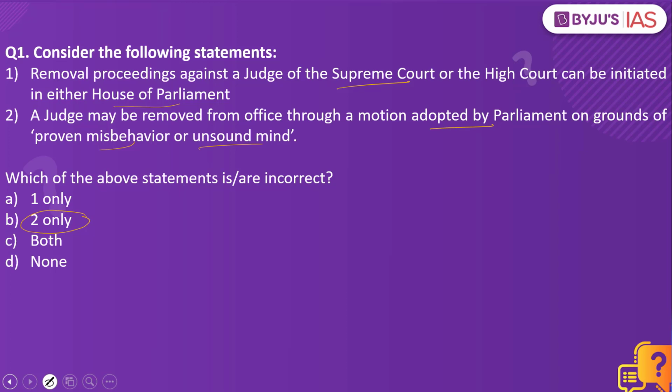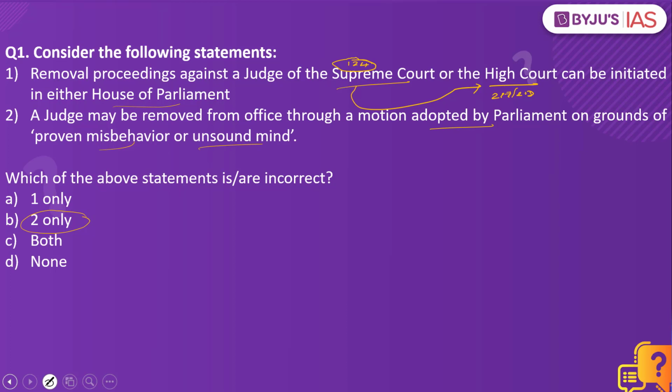Now, when it comes to the removal proceedings of the Supreme Court judge and the High Court judge, where is it present? It is present in Article 124 of the Indian Constitution. Article 124 speaks about removal of the Supreme Court judge. Then we also have Article 217 and 218 of the Indian Constitution. This speaks about the removal proceedings when it comes to the judge of the High Court. So what does it say? It says that the article which speaks about the removal proceedings of the Supreme Court judge shall be applied to the removal proceedings of the judges of the High Court. So a similar method is to be followed for both.